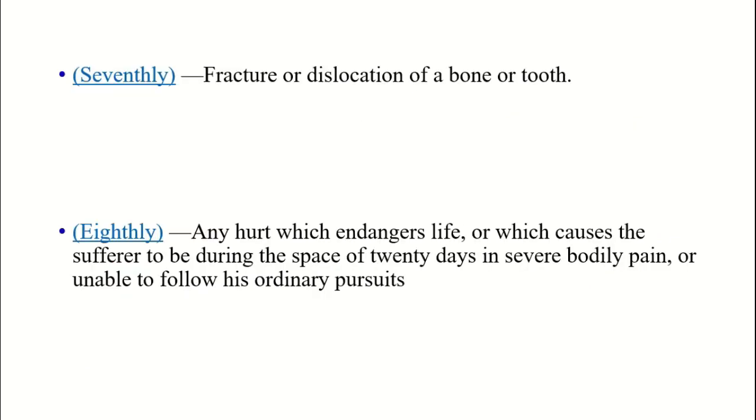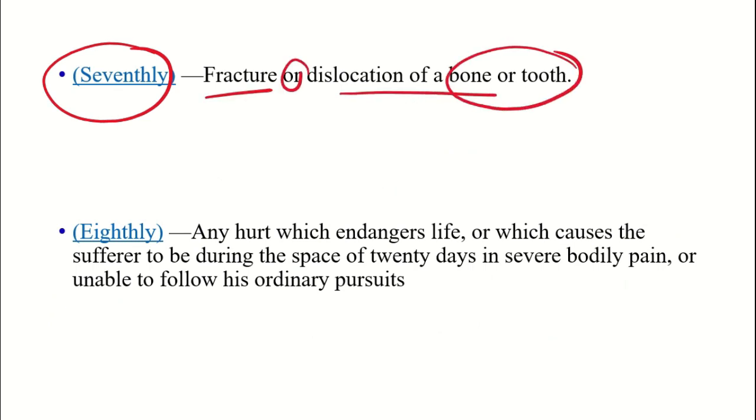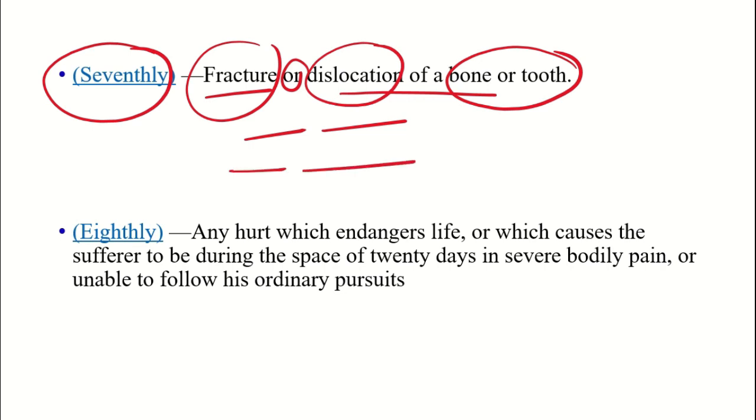Okay. Now the seventh clause is the fracture or dislocation of a bone or tooth. Fracture is simply discontinuity. Okay, this is known as fracture. And what is dislocation? It is displacement, shifting from the original position. This is the dislocation of any bone or tooth, and this is the seventh clause of grievous hurt. Now, what is the eighth clause?